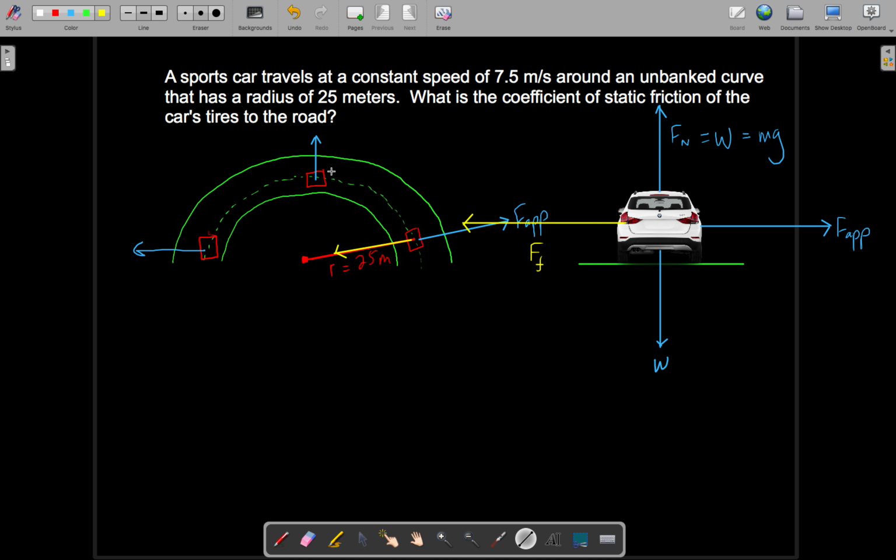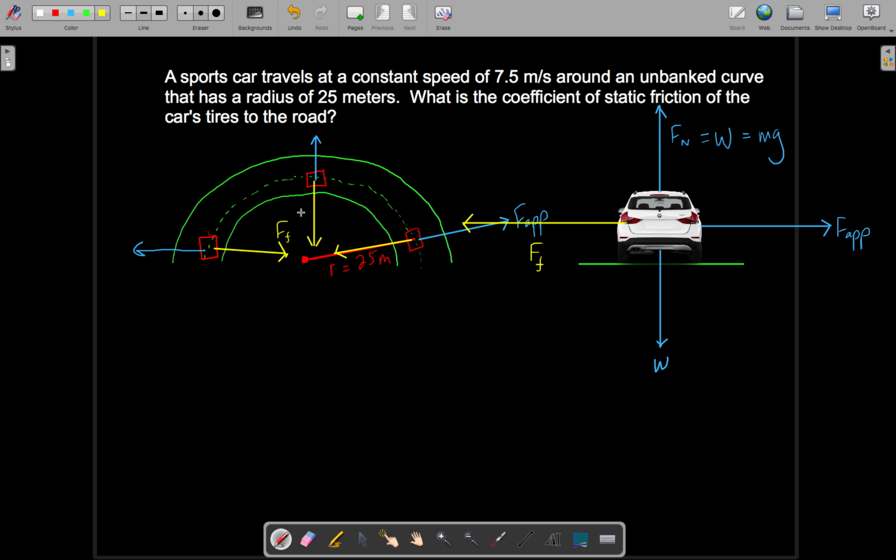If the car is at this point right here, you'll notice that the applied force goes up, the frictional force goes in the opposite direction of the applied force, so it goes down like this. And if the car is here with your applied force going this way, the frictional force goes in the opposite direction of that applied force, which goes like this. Okay, so all of that, those yellow arrows that you're seeing, is the frictional force. Okay? Why am I telling you this?